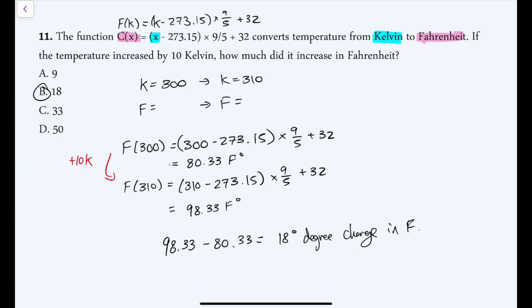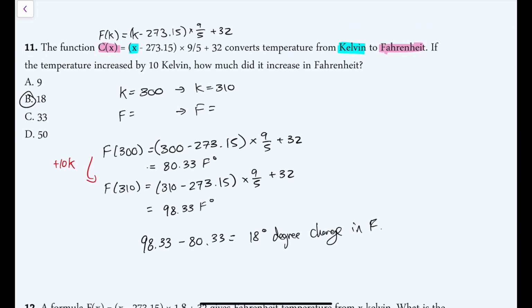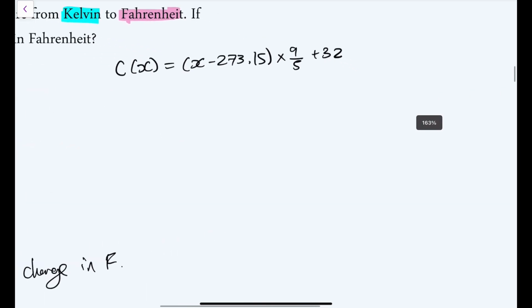Okay. Another way you could think about this, and it's a little bit different, is focusing on the coefficient of x, right? So let's take our original equation. F of x is equal to x minus 273.15 times 9/5 plus 32. Just to remind you, this is Kelvin, this is Fahrenheit, right? We're converting from Kelvin to Fahrenheit.